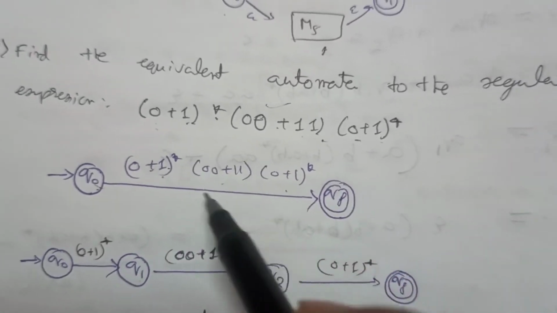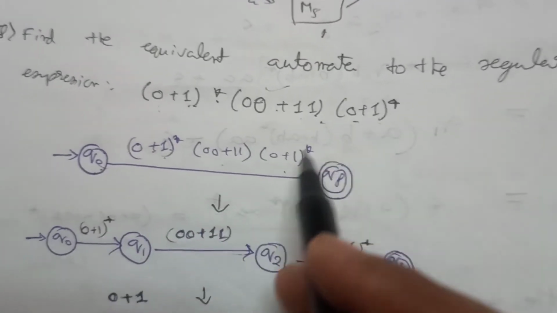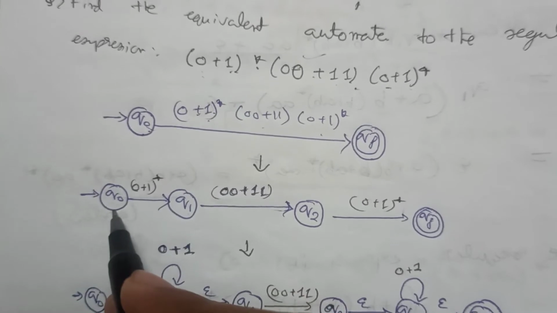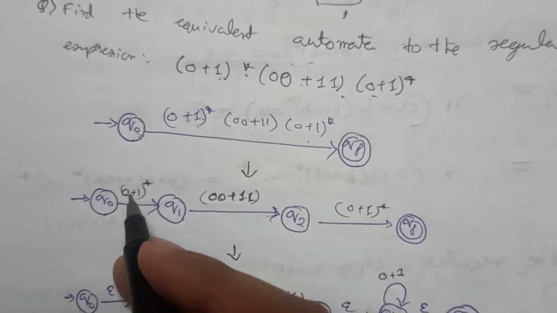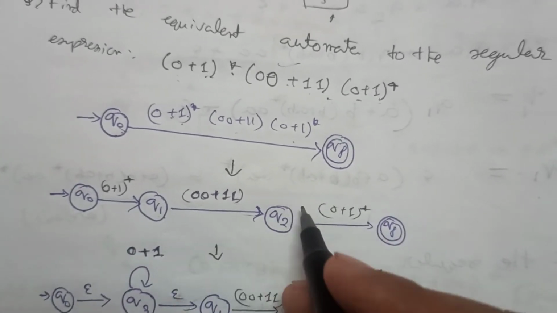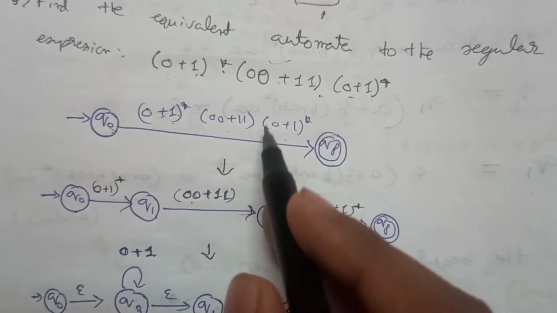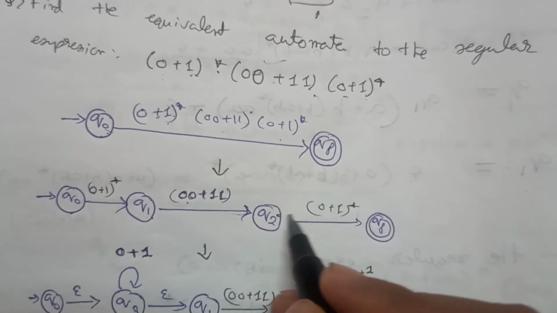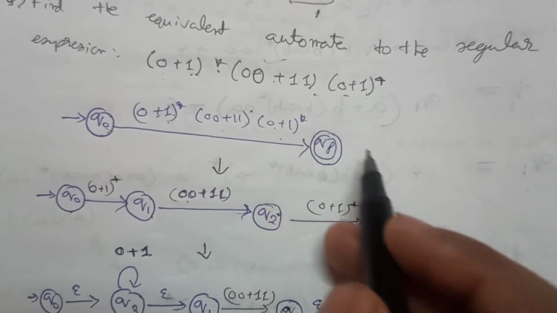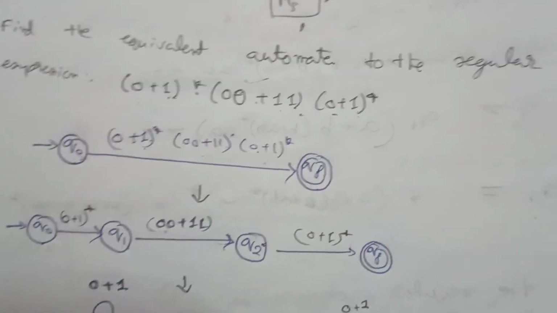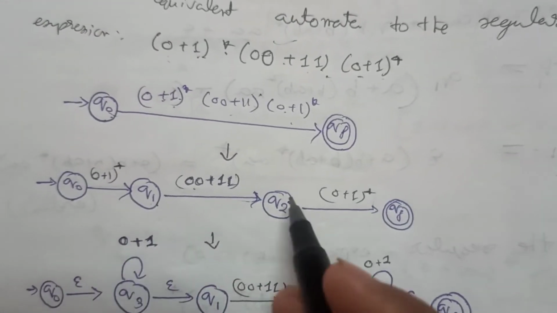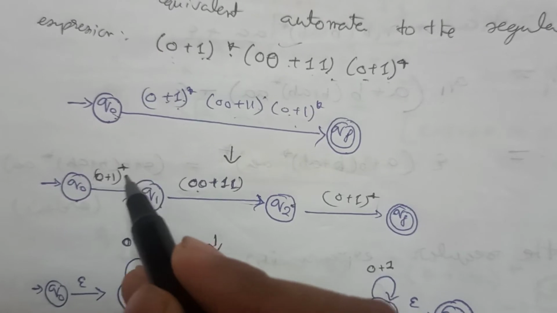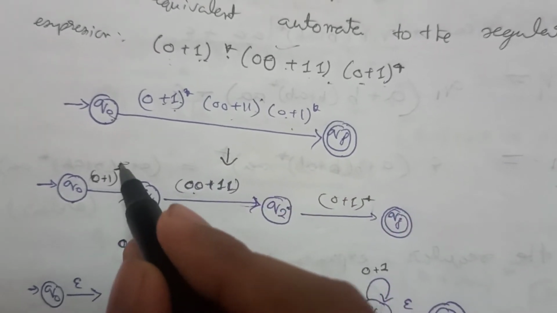So how are they connected? They are concatenated. So I will just make three. From q0 to q1 there will be (0+1)*. From q1 to q2 this will be 00+11, and again q2 to q final, that will be (0+1)*. Now I will convert these. What does (0+1)* mean? The star means any repetition.